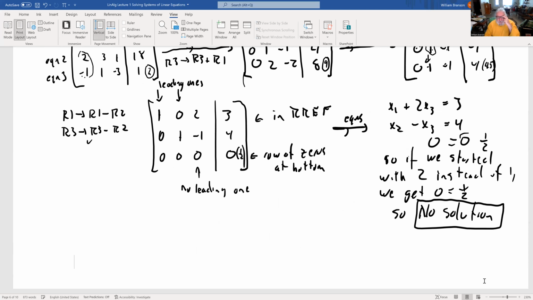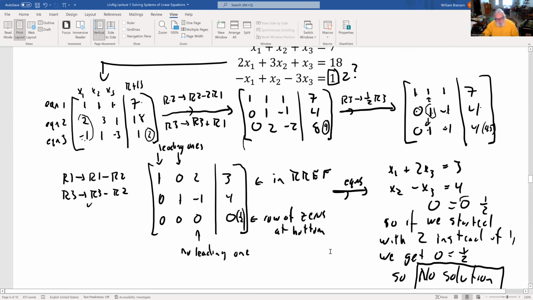We'd end up with no solutions at all, right? Because if you get 0 equals 1/2, there's no choice of x1, x2, and x3 that's going to make 0 equal to 1/2. So there's no solution at all to the last equations. So if we ended up with a row of zeros in the coefficients, but a non-zero number at the bottom, then we have no solution.